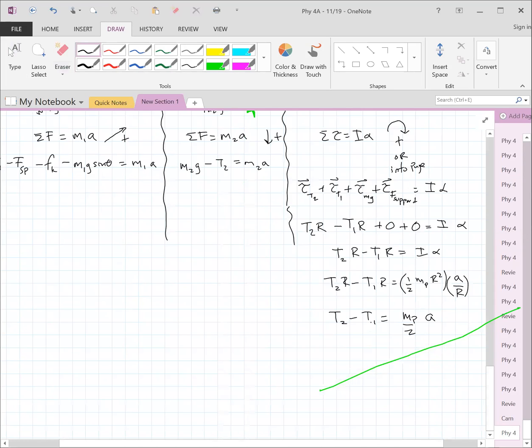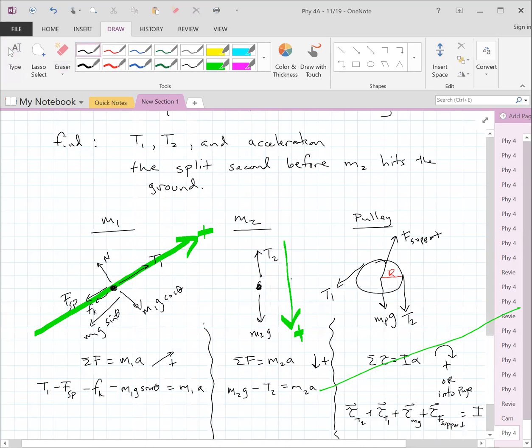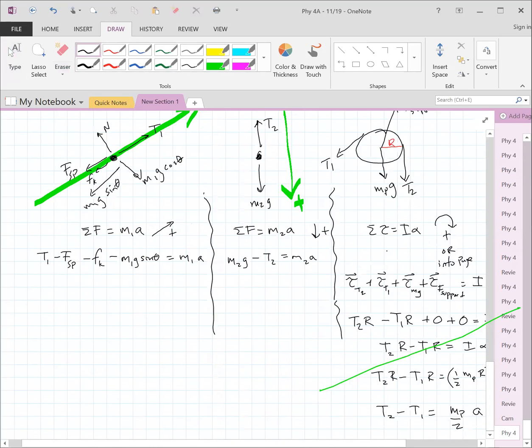And we have an equation that just has the tensions and the acceleration. So that's one of our equations that we're going to need. We need 3 equations because we have three unknowns, right? For every mass in your system, M1, M2, and the pulley, every mass in the system is going to give you an equation. So if we have three masses in our system, we can solve for three unknowns. In this case, it's two tensions and an acceleration.